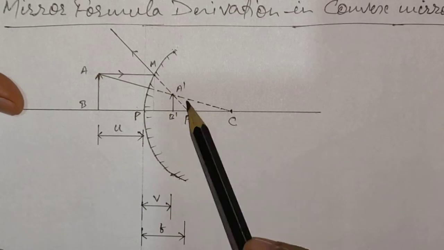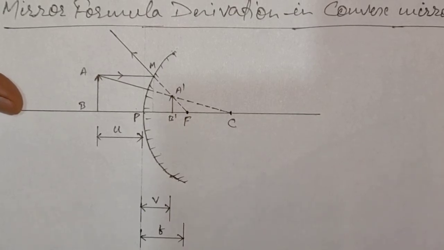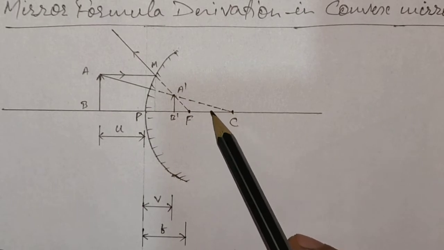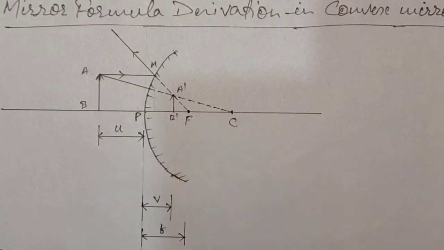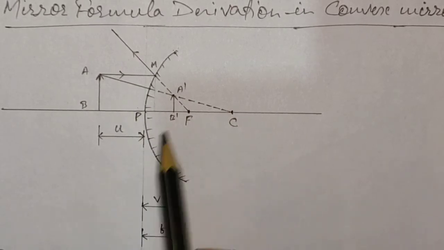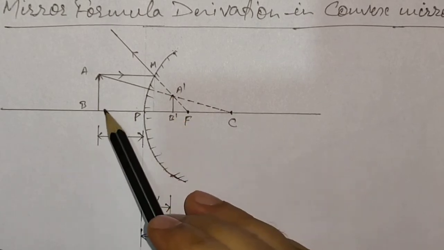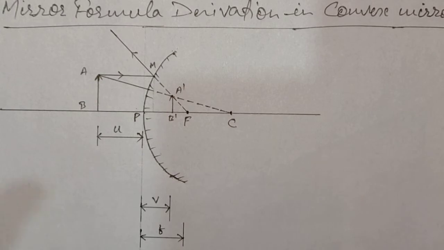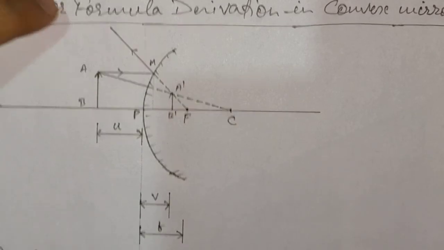Why are they similar to each other? Because you can see that this angle is common in both the triangles, and this angle and this angle are equal to each other, because 90 degrees and 90 degrees. So these two triangles are similar.